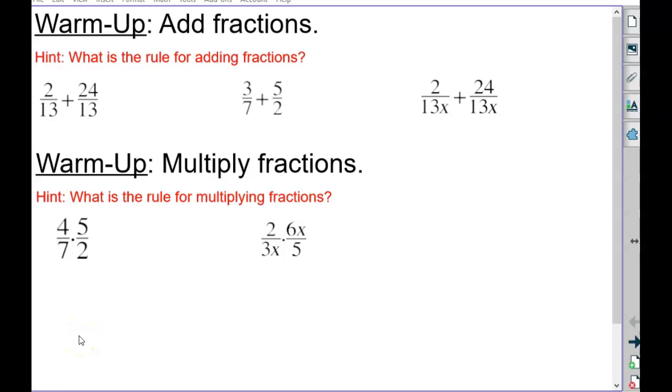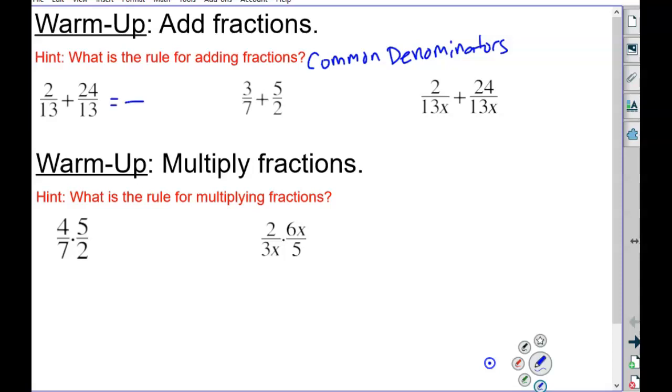So warm-up says add fractions. Well, the rule for adding fractions is you need common denominators. If you have common denominators, it makes it really quick. Right here, they're both 13, so 2 plus 24 is 26 thirteenths.